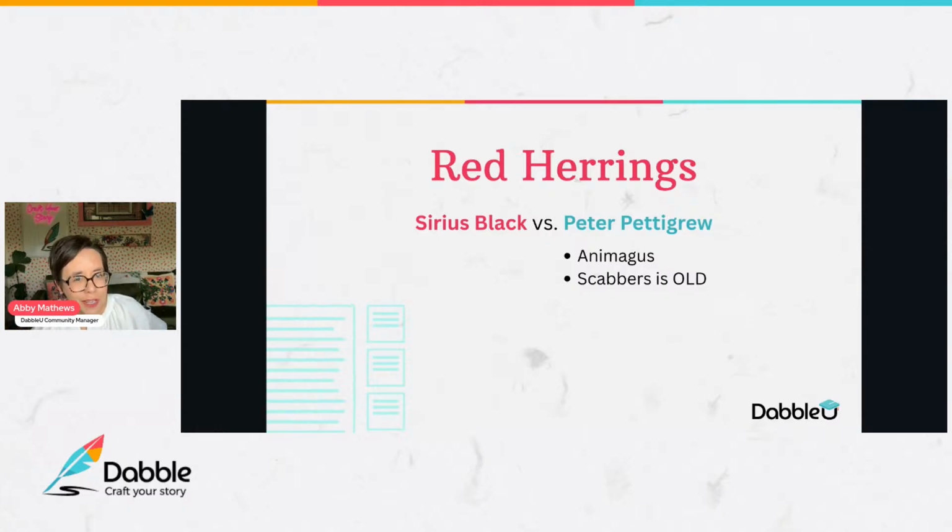But Ron's brothers mention that Scabbers has been in the family forever. You guys, rats don't live that long, right? But again, this is a magical world. So we're willing to just chalk this up to magic and world building. So that's a little breadcrumb that readers are just going to gloss right over.